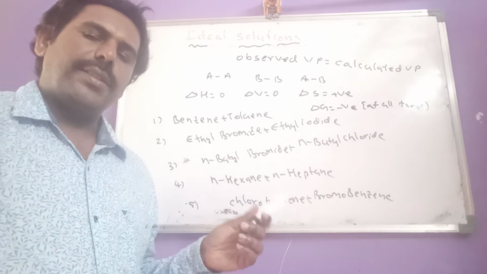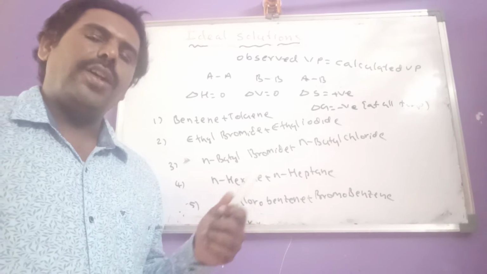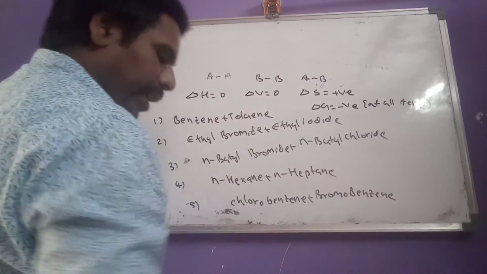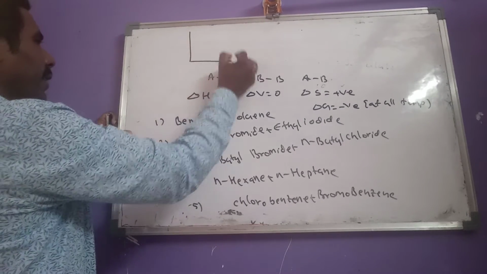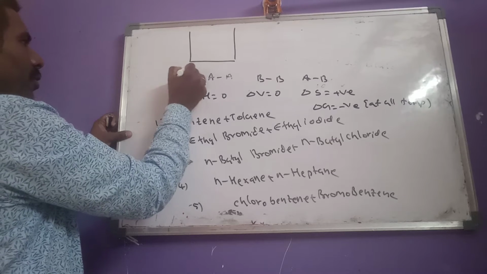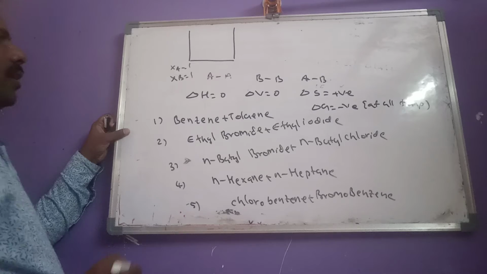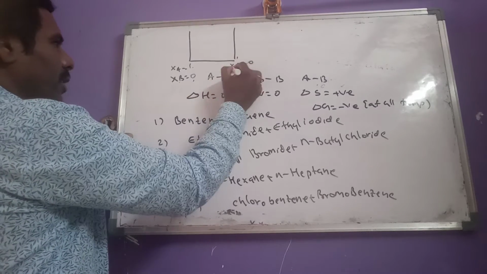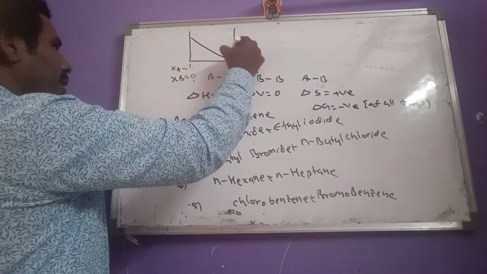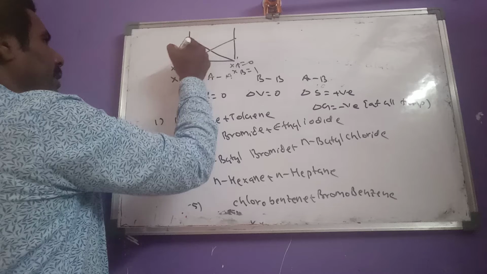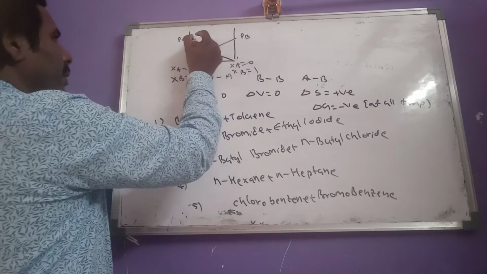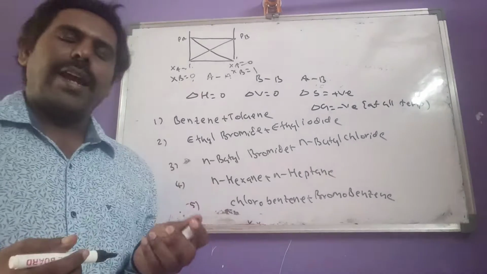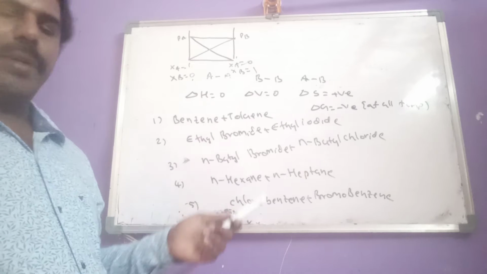And for this type of solutions, observed vapor pressure is equal to calculated vapor pressure. So we can show with a graph that observed vapor pressure is equal to calculated vapor pressure. How can we draw that graph here? Here XA equals 1, XB equals 1, where XA, XB are mole fractions of A and B. XA equals 1, XB equals 0. And here XA equals 0, XB equals 1. Now we can draw the graph like this. Let it be the PA and let it be the PB. So here PA is more volatile, that means A is more volatile than B. That's why A has more vapor pressure than B. So this is regarding ideal solutions.